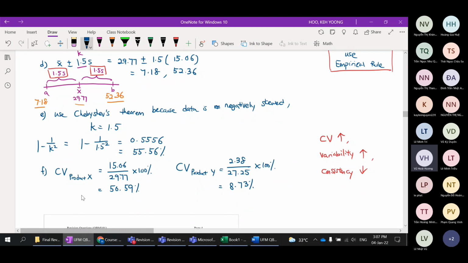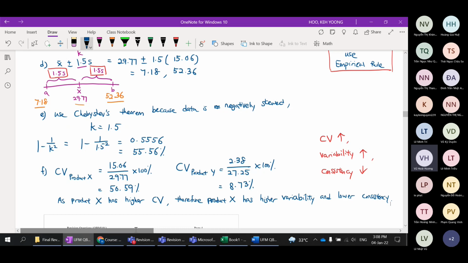Okay, so let's answer these questions. So I would say, as product X has a higher CV, or higher coefficient of variation, therefore higher variability and lower consistency.